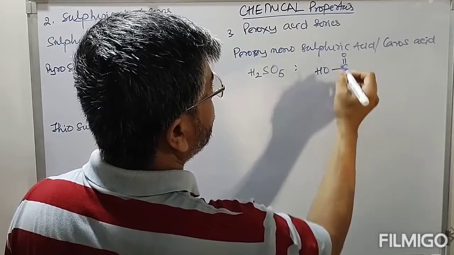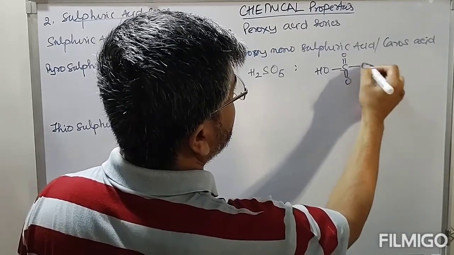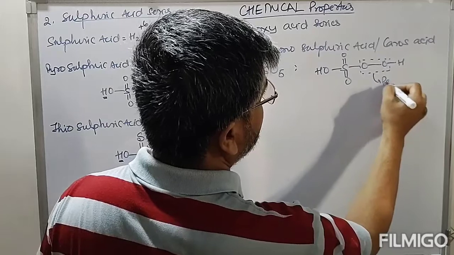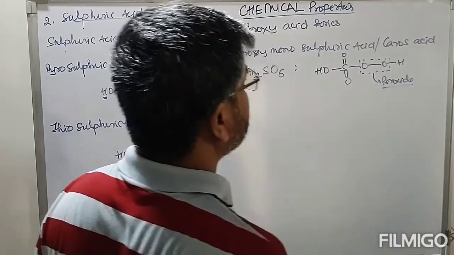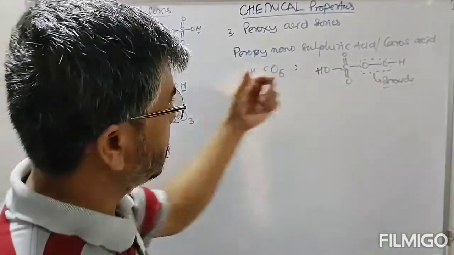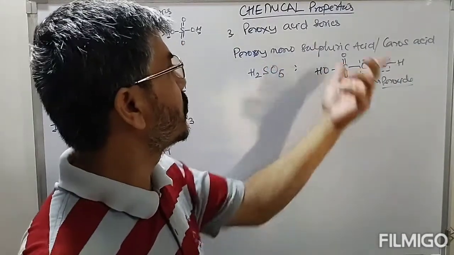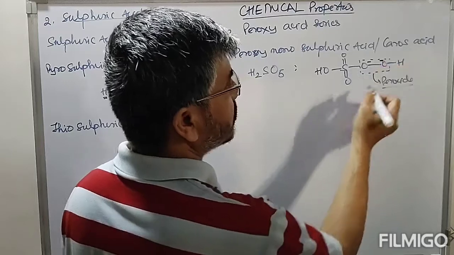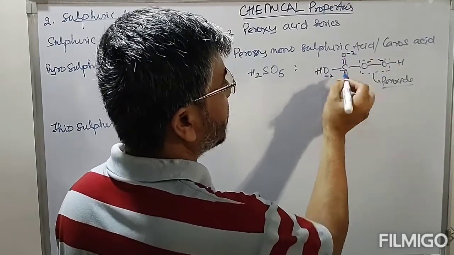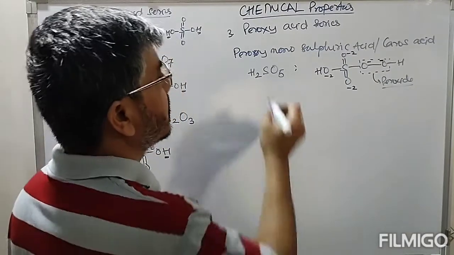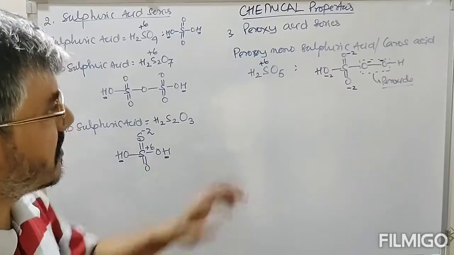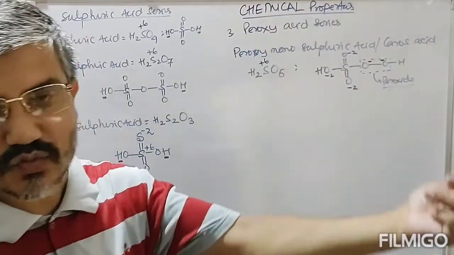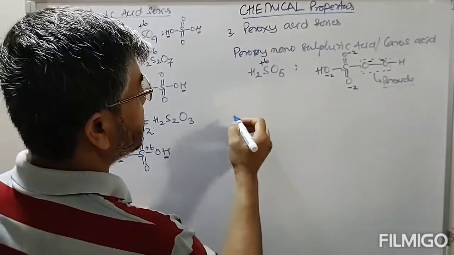HO, sulfur double bond O. So we have this peroxide bond. Due to the presence of this peroxide bond, this is known as a peroxo acid, and we have a single unit of sulfuric acid, so peroxymonosulfuric acid. This peroxide is having -1 oxidation, this is normal -2, normal -2, normal -2. So sulfur is in the +6 state, but this contains a peroxide bond, and the peroxide oxygen is having -1 oxidation state.